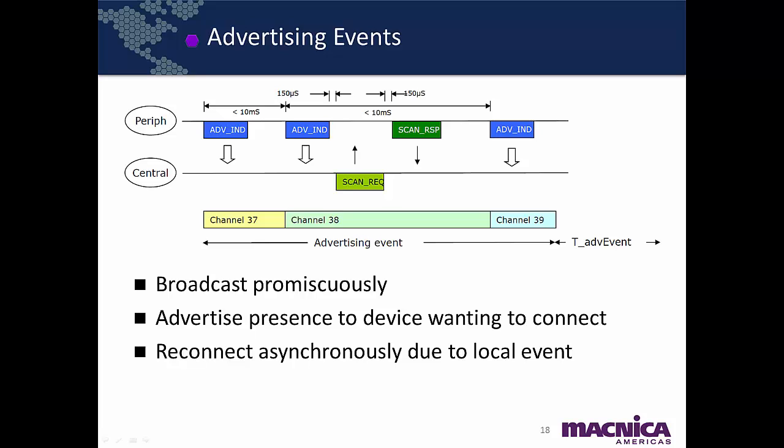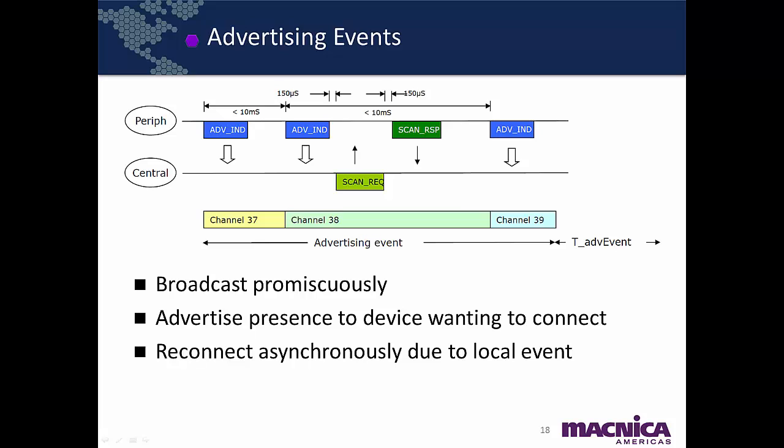Here is an example timeline of what happens during an advertising event. A peripheral will send out an advertising packet as often as defined, rolling through the three advertising channels, 37, 38, and 39. A central will be listening for these advertising packets on those channels.